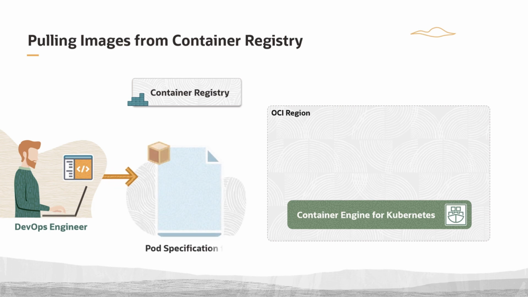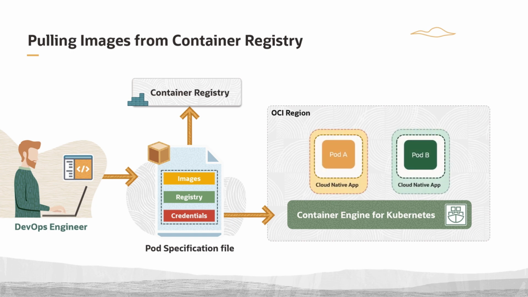In the application's manifest file, you specify the images to pull, the registry to pull them from, and the credentials to use when pulling the images. The manifest file is commonly also referred to as pod spec or as the deployment.yaml file, although other names are allowed.